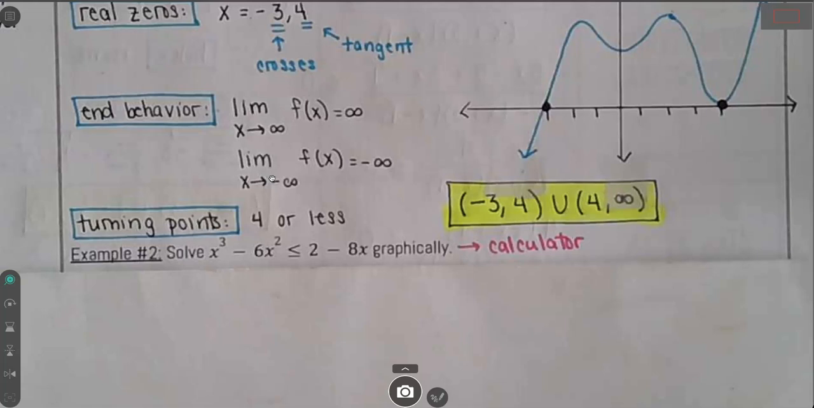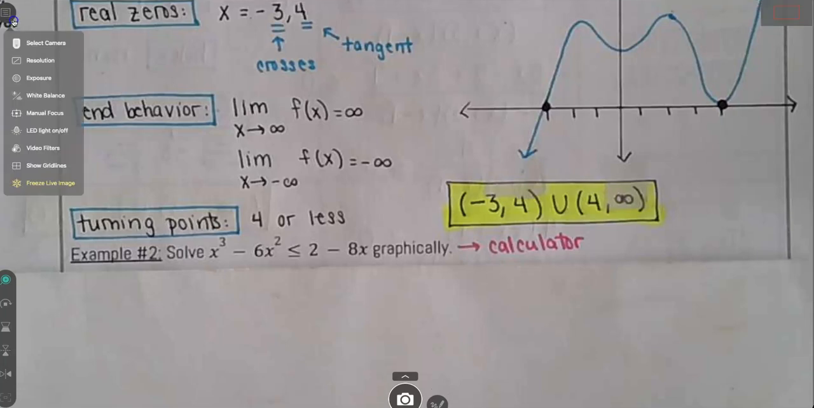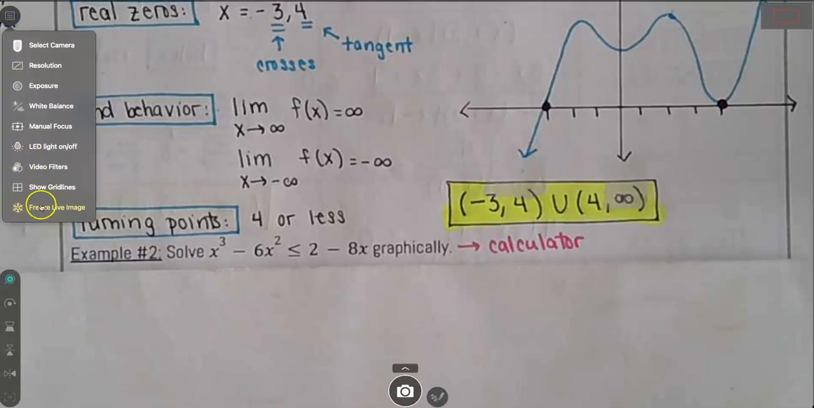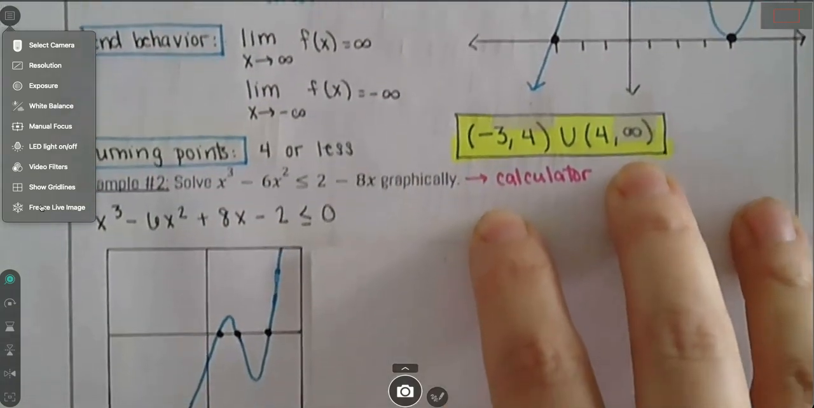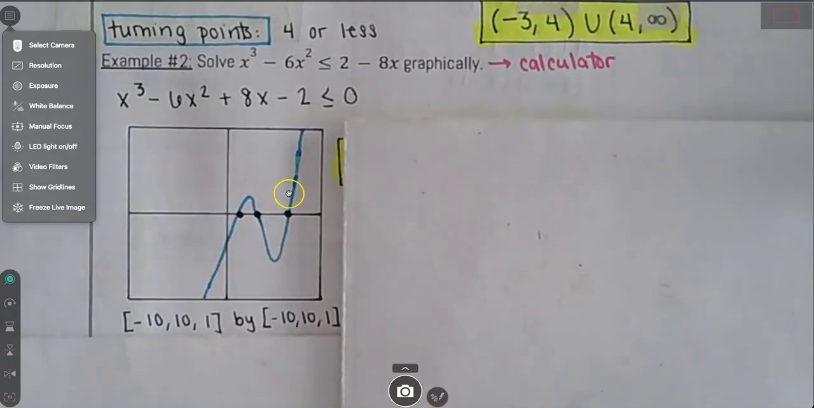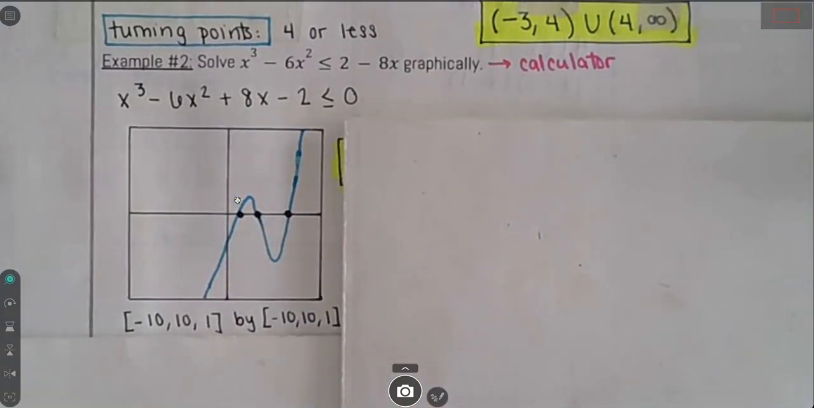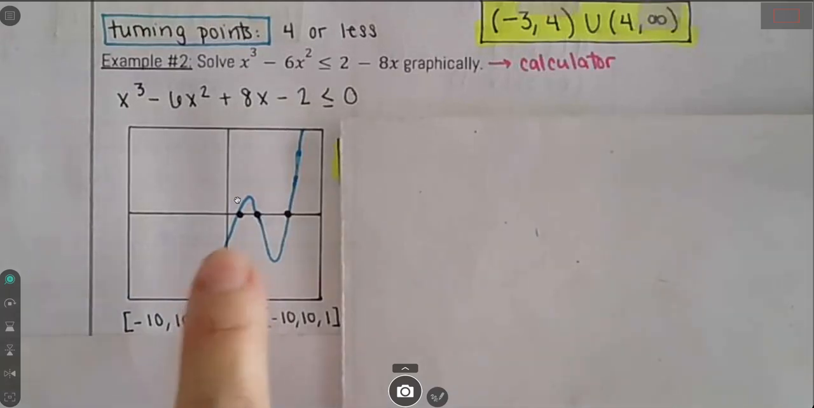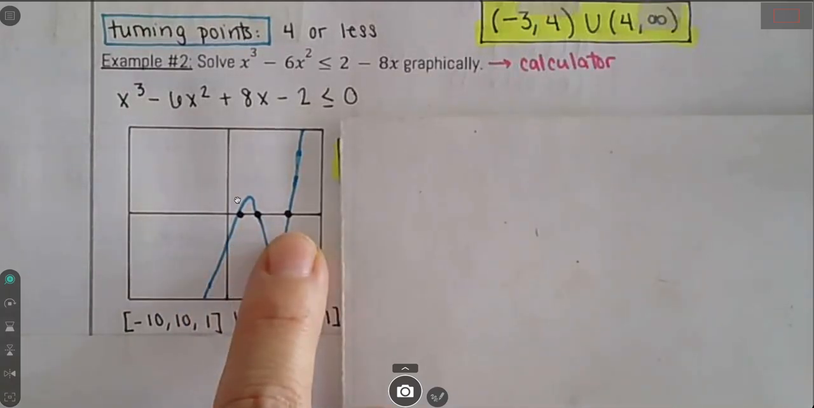All right, was everyone able to get 0 on the right side? Okay, go ahead and graph it. Your graph should look something like this. And this is the window that I used for mine. Does everyone remember how to use the zero function? Okay, so if you need to, you are able to find all three of these zeros.